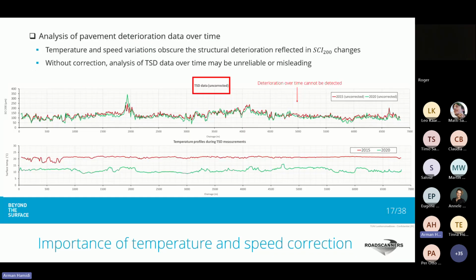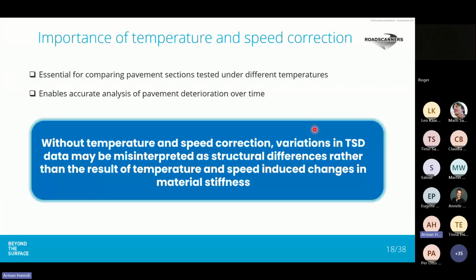To put it briefly, temperature and speed correction is necessary when analyzing data from TSD and also FWD. For FWD, we have temperature correction. For TSD, we need to apply temperature and speed correction. If we do not apply temperature and speed correction, variations in TSD data may be misinterpreted as structural differences rather than the result of change in material stiffness due to variations in temperature and speed.